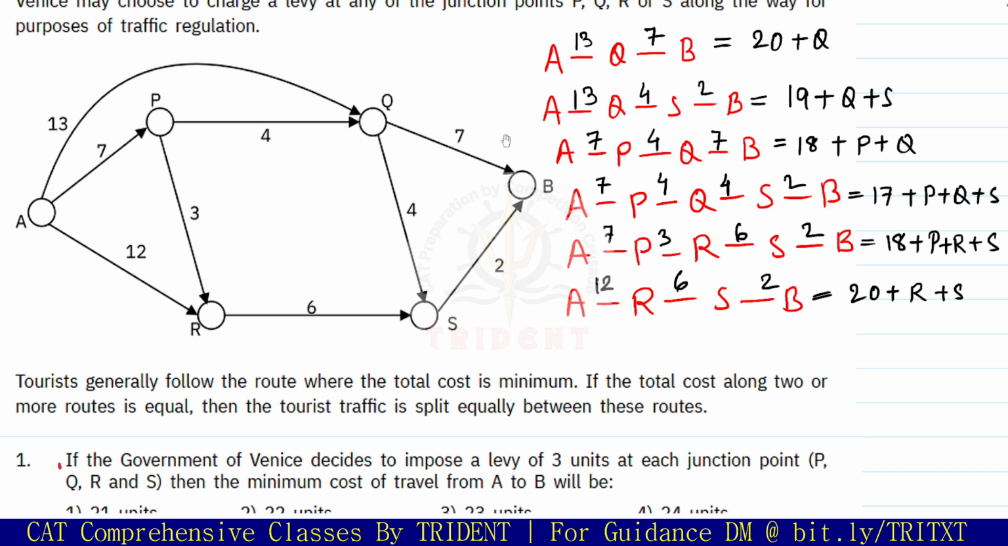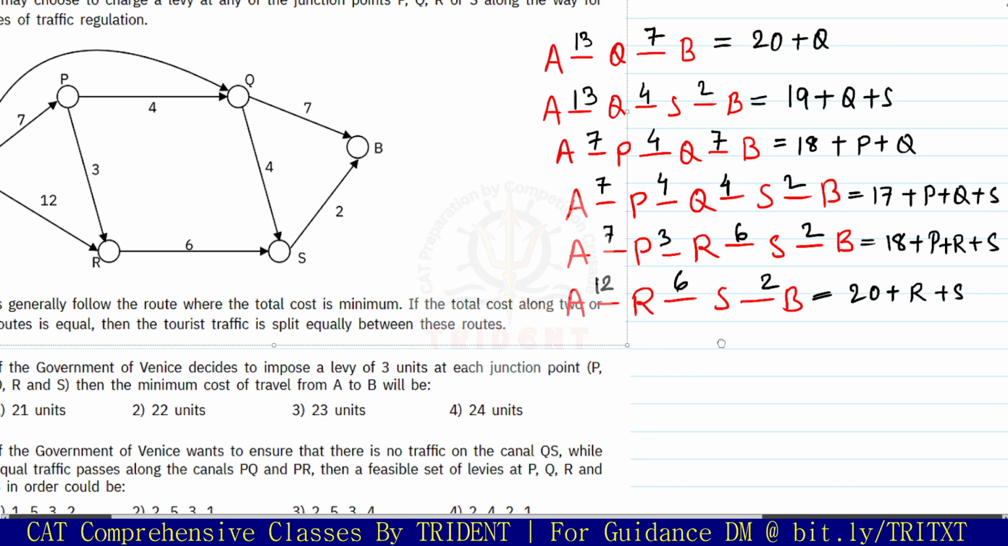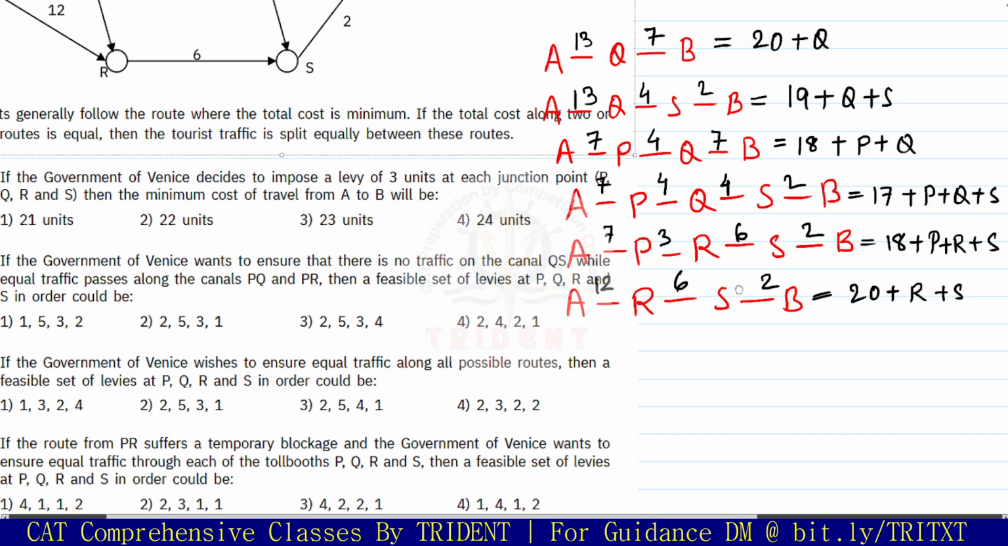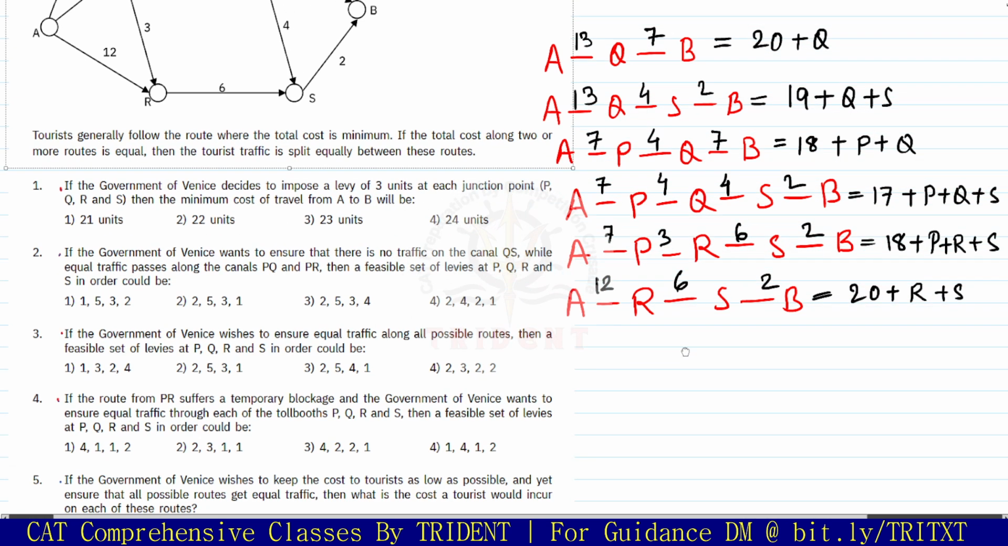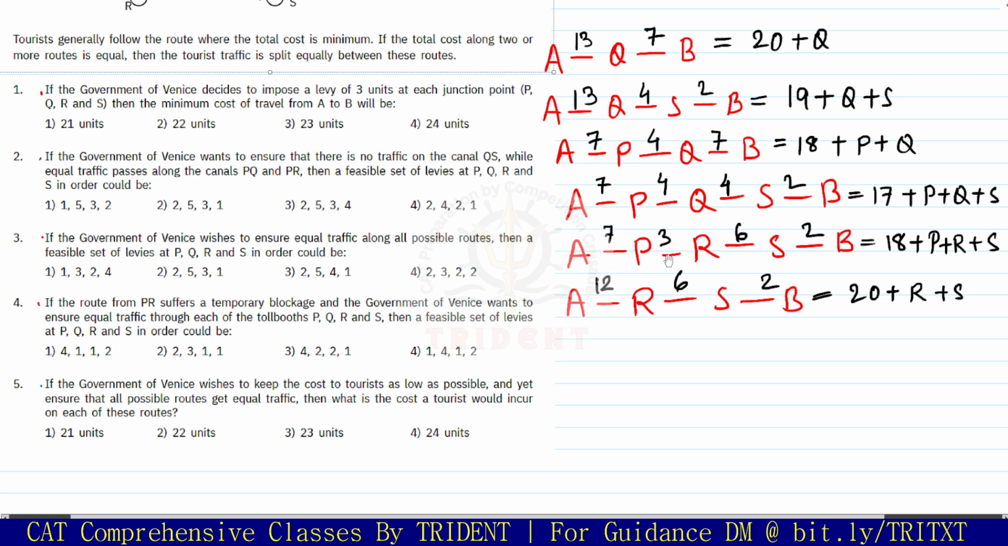So I'll do one thing. I'll take one question at a time. I'll decrease the palette a little bit so that we can see each and every question clearly. I hope you can see the questions clearly. Now we'll answer them. The first question is, if the government of Venice decides to impose a levy of 3 units at each of the junction points P, Q, R, S, then the minimum cost of travel from A to B will be.